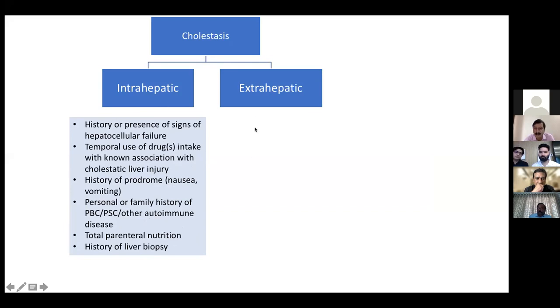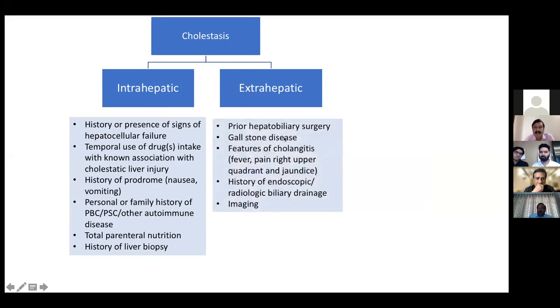And extrahepatic, if there is a prior history of hepatobiliary surgery, if there's a history of gallstone disease, and if there are features of cholangitis. Cholangitis forms a very important component of extrahepatic cause of cholestasis. And if there is fever, pain in the right hypochondrium, and along with that jaundice, then you should consider that it's an extrahepatic cause of cholestasis. And if there is a history of endoscopic or radiological biliary drainage, obviously you will think of extrahepatic causes, and then imaging would always help you in differentiating intrahepatic and extrahepatic causes of cholestasis.